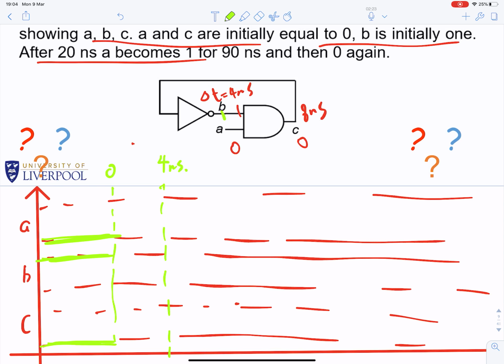Okay, that's perfectly fine, right? Because it is always a stable state. Yeah, it's a stable state. There's nothing to say. But the thing that changes is that after 20 nanoseconds, so here is the 20 nanoseconds.